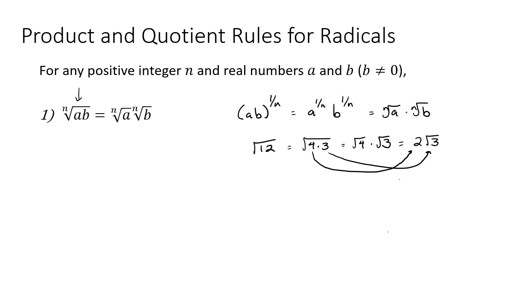All right, so that's the product rule for radicals. The same thing holds for fractions as well, and it's by the same logic, because this would be a over b to the 1 over nth power. That 1 over nth power would distribute to the numerator and denominator. And so you can just take the nth root of the numerator a and take the nth root of the denominator b. Since exponents distribute across division, so do radicals, because radicals are just exponents.